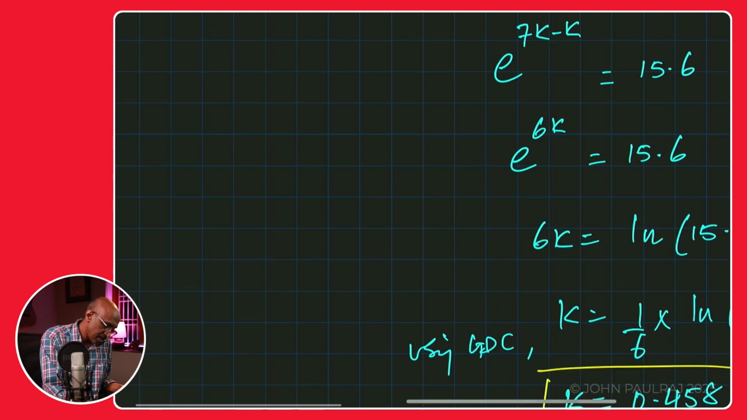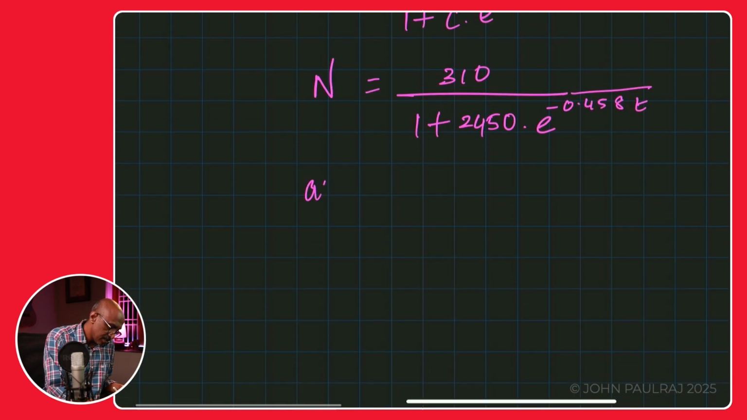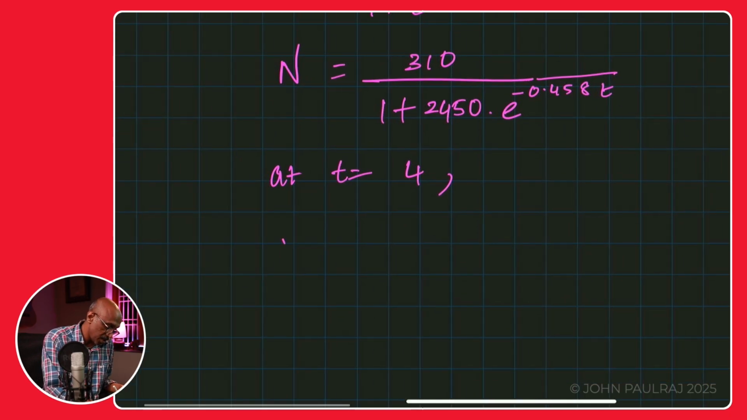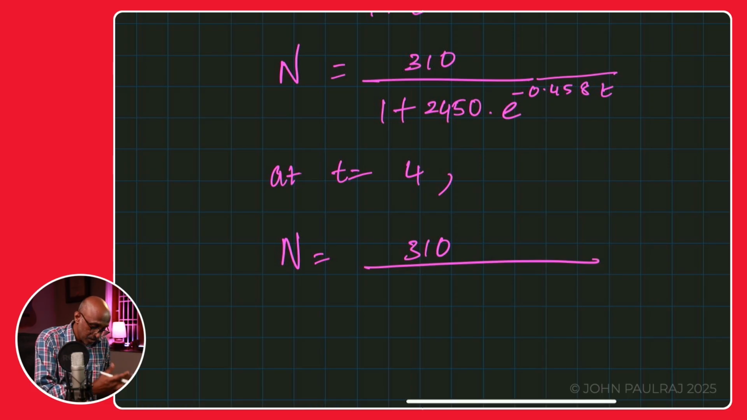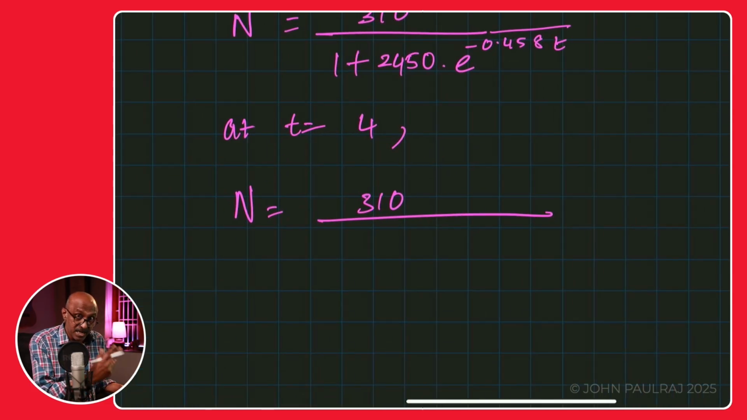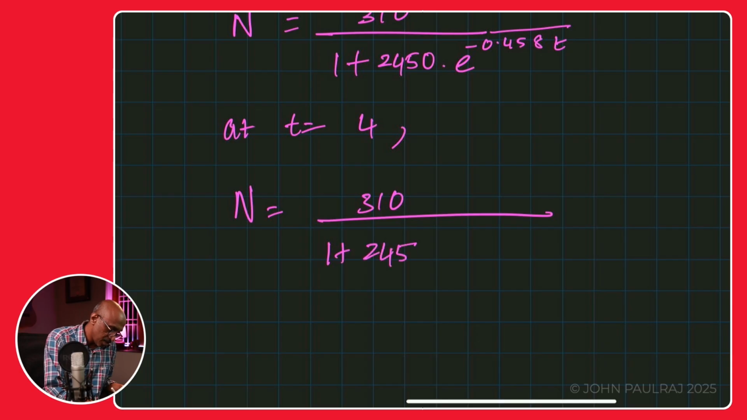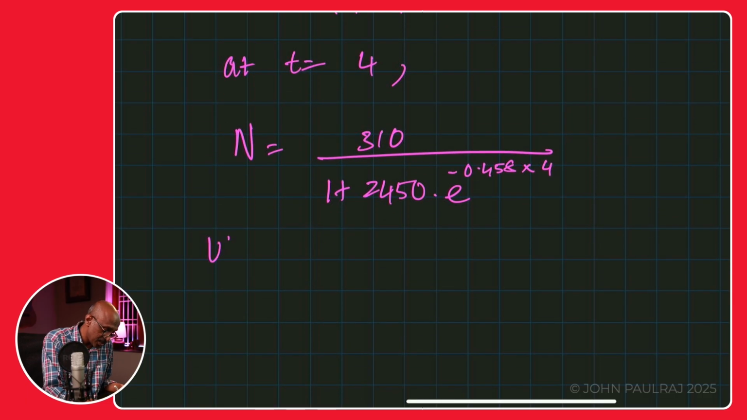So we can say that at t equals 4, substitute it. That's something that you've got to show. Capital N is then 310, and remember these numbers, even though they come as decimals, are in millions, don't forget that. So 310 over 1 plus 2450 e to the power of minus 0.458 times 4. You need to show this to the examiner, then you can say using GDC, the value of N is.